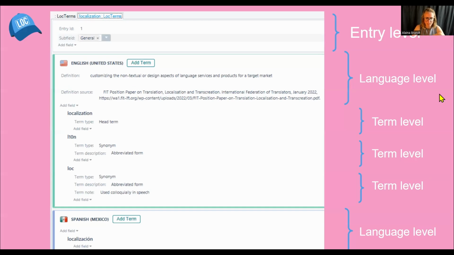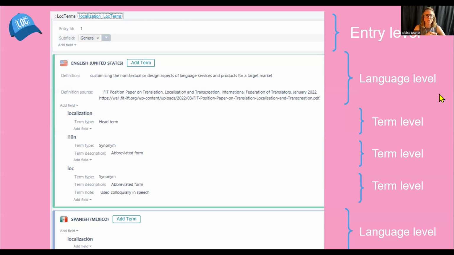At the language level, we collect information that applies to all of the terms for a concept in a single language. The most important information to collect at the language level is the definition. The language level is where the definition is collected rather than the term level, because no matter the term used, it's going to have the same definition. Localization, L10N, and loc, they all mean the same thing. So it would be silly to put the definition for the terms at the term level. We put it at the language level.